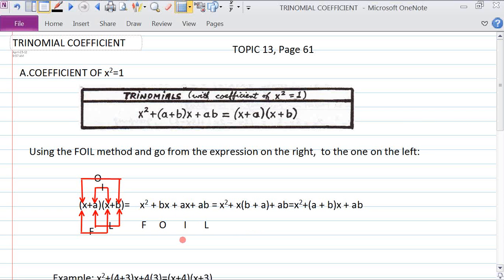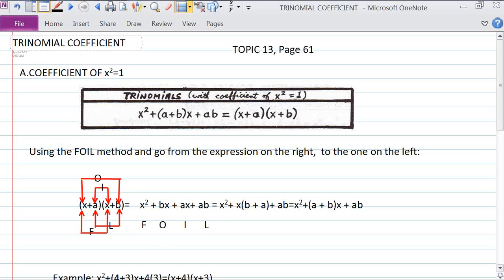That's the outer term. And then the inner term is this one right over here, plus a times x. That's the inner one on these expressions. Okay, so I get plus ax. And then the last times the last is plus a times plus b, and I got plus ab.